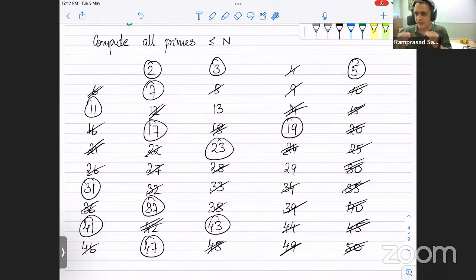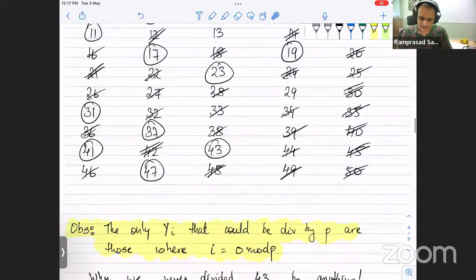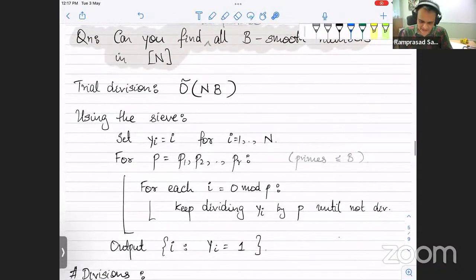Notice that the primes are all going to end up becoming 1 in this process. So if you're only going to run over all those primes less than or equal to b, the only indices that would have become 1 right now are those whose only prime factors were these primes. So that tells you exactly which of the numbers are b-smooth. And if you keep track of the factorization, you also get the factorization in the process. Good. So now let's ask ourselves, how many divisions did we end up doing?